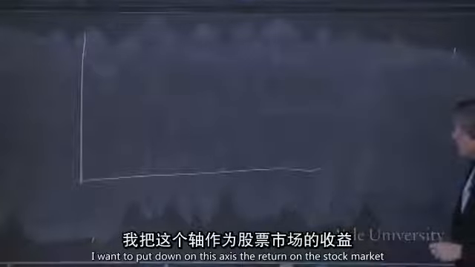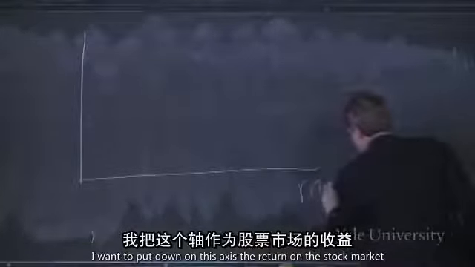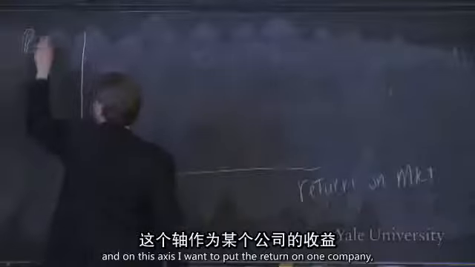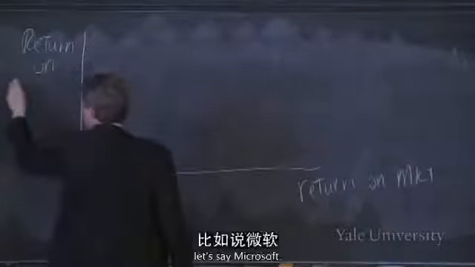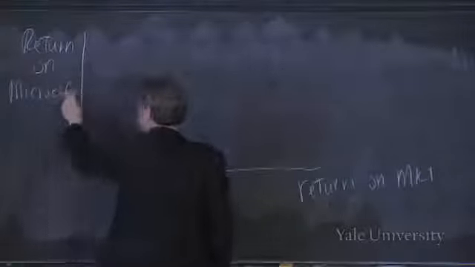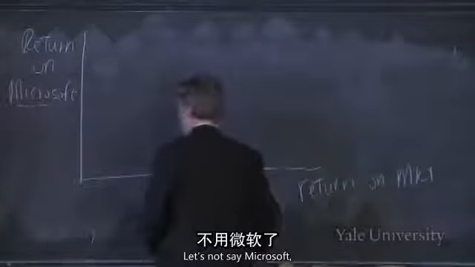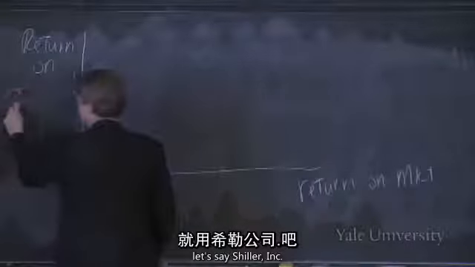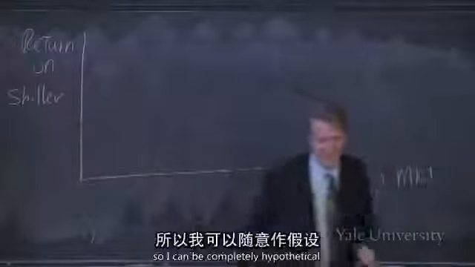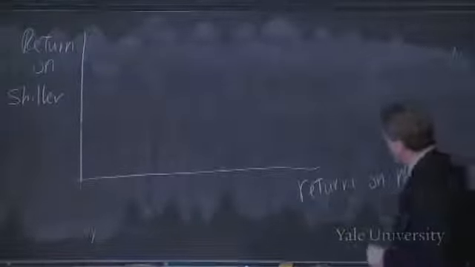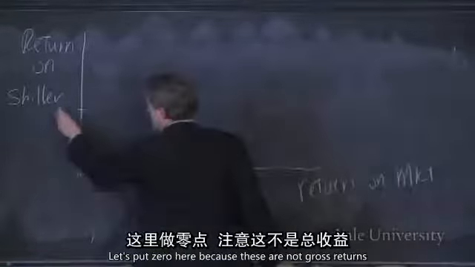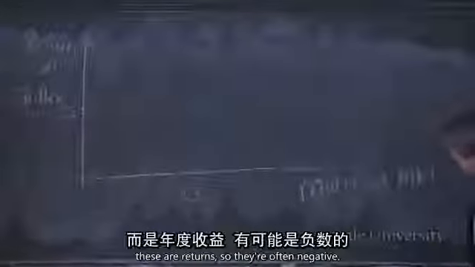So on this axis, I want to put down the return on the stock market. And on this axis, I want to put the return on one company. Let's say Microsoft, okay? And I'm going to have each observation as a year, okay? I shouldn't put down a name of a company because I can't reproduce this diagram for Microsoft. Let's say Schiller Inc., right? There is no such company, so I can be completely hypothetical. Let's put 0 here, and these are not gross returns, these are returns. So they're often negative, okay?